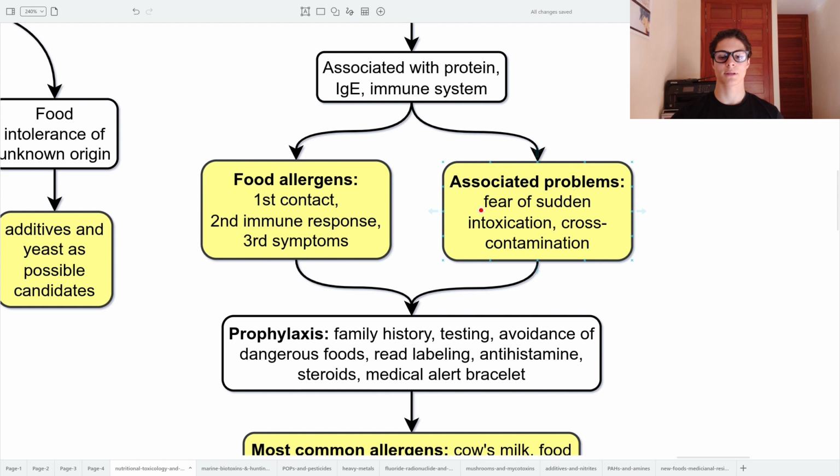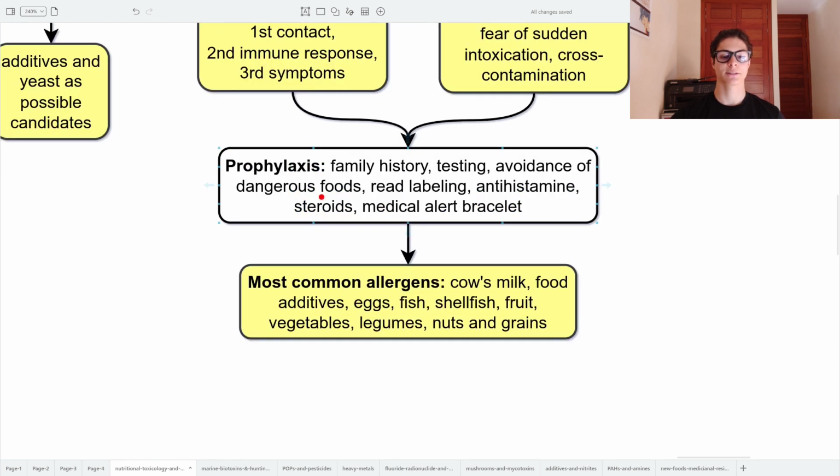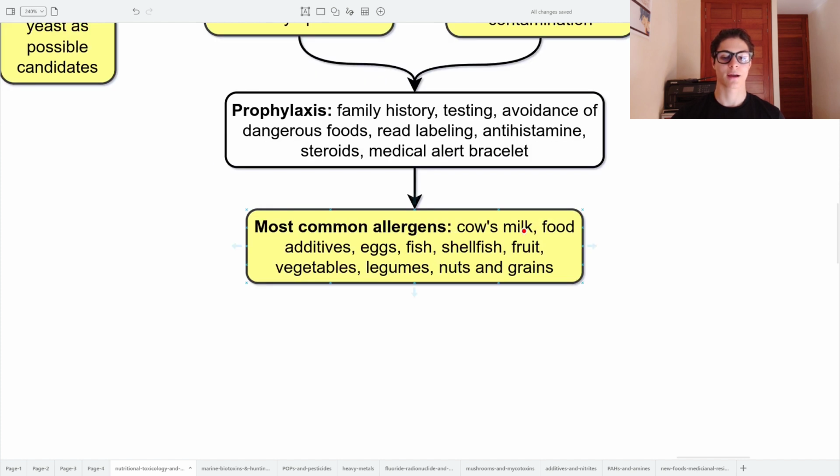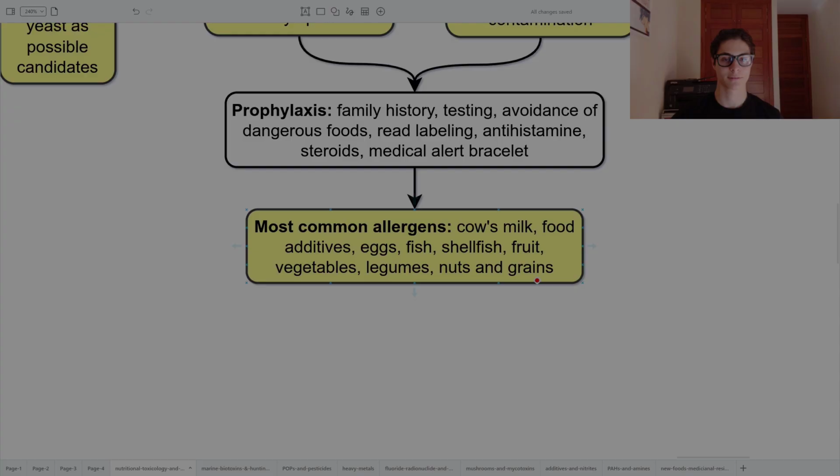And associated problems are the fear of sudden intoxication and especially cross-contamination. It's very important. The prophylaxis is to take a look at family history, testing for allergy, of course, avoidance of dangerous foods, read the labeling, take antihistamines, steroids, and have a medical alert bracelet. And the most common allergens are cow's milk, the food additives, very interesting, eggs, fish, shellfish, fruit, and vegetables, interesting as well, legumes, nuts, and grapes.